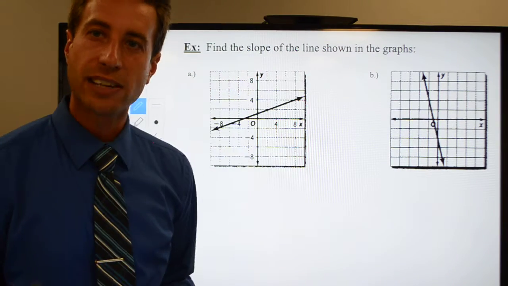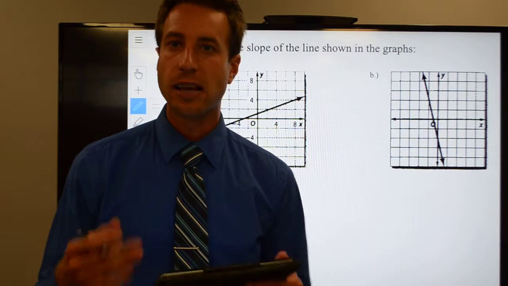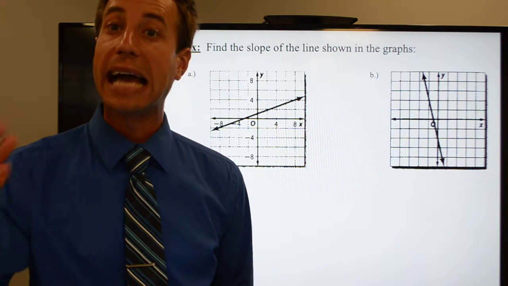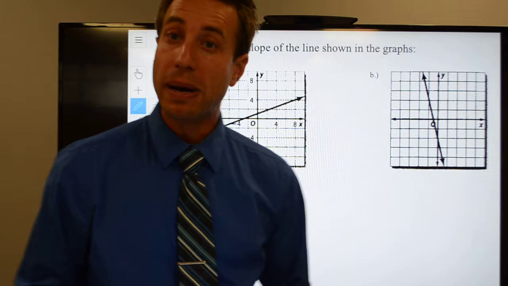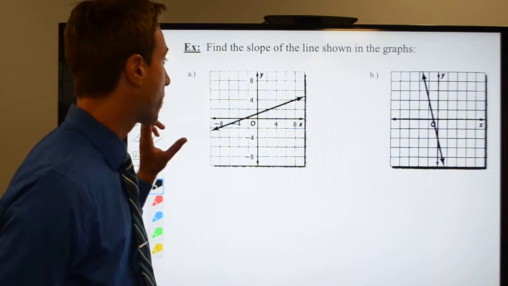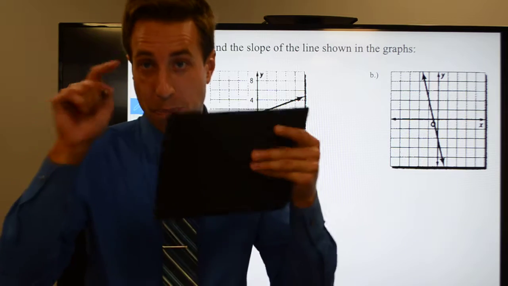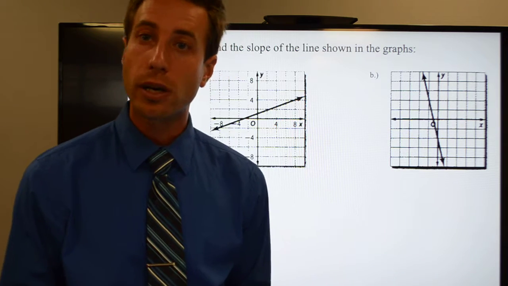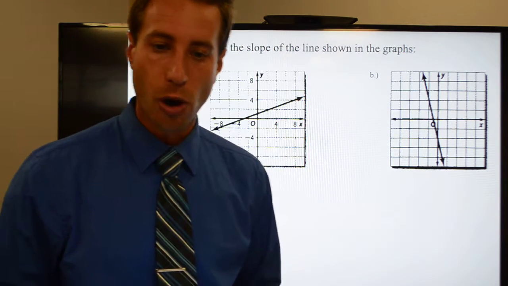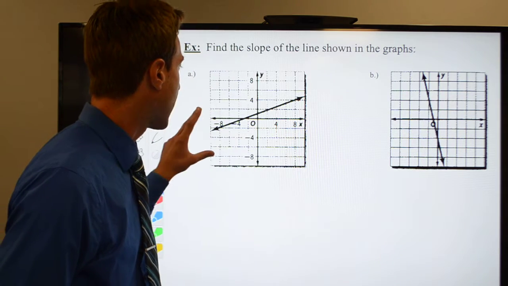One of the things I'm going to ask you to do on quizzes and tests is not only be able to calculate the slope when I give you the 2 points, but actually being able to calculate the slope if I give you the graph. What I'm looking for you to do is be able to pick 2 points that'll work and then calculate the slope on your own. So let's go ahead and take a look at A here.